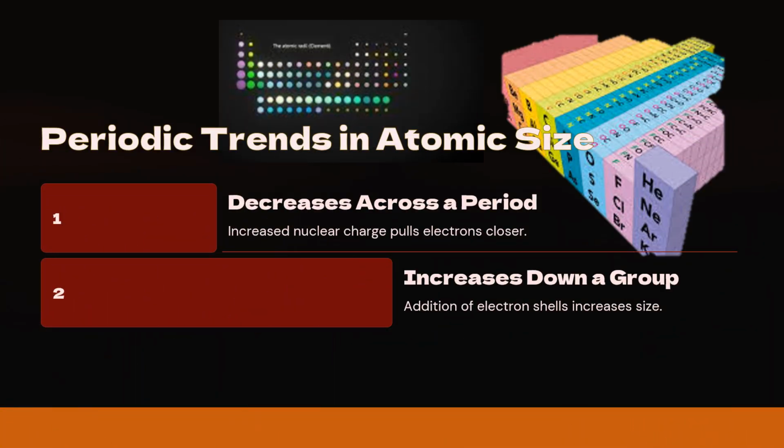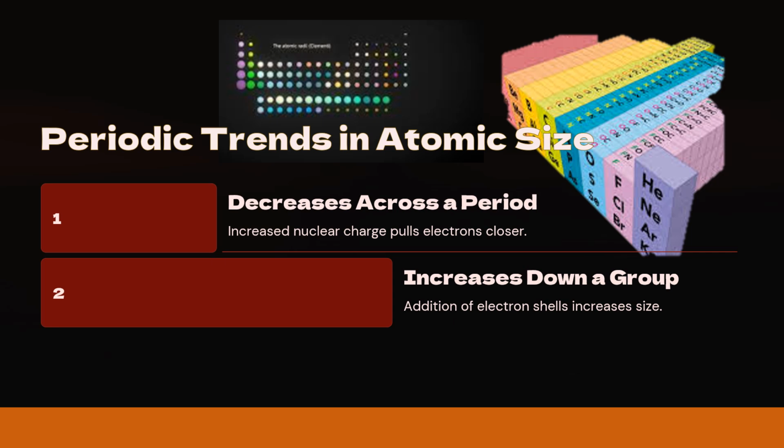Next up, let's uncover the trends that govern how elements behave. First, atomic size. As you move across a period, atomic size decreases. Why? Because the nucleus gains more protons, pulling electrons closer.